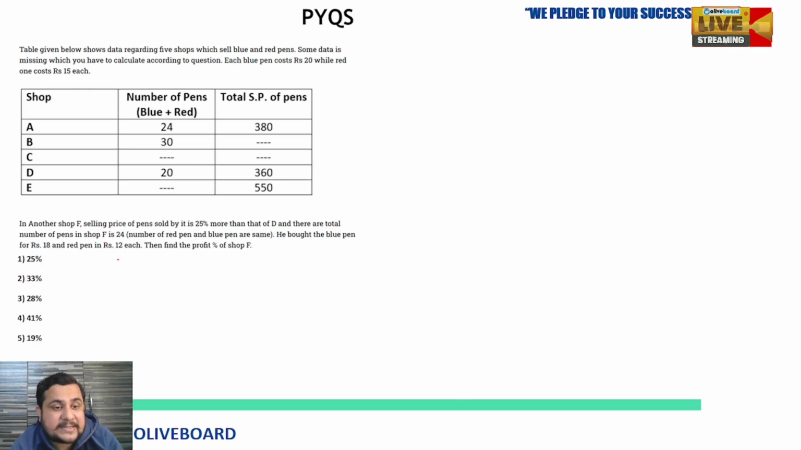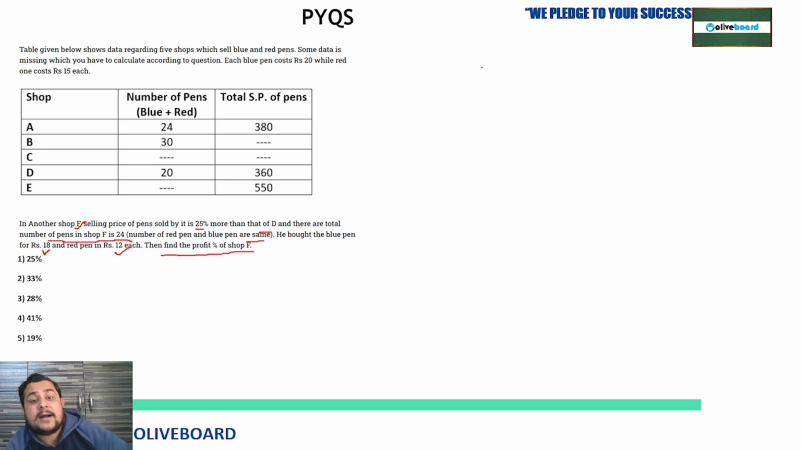Let's move on to the next, and our next question is: in another shop F, the selling price of pens sold by it is 25% more than that of D, and the total number of pens in shop F is 24. The number of red pens and blue pens are the same. He bought the blue pen for rupees 18 and the red pen for rupees 12 each. Then find the profit percent.